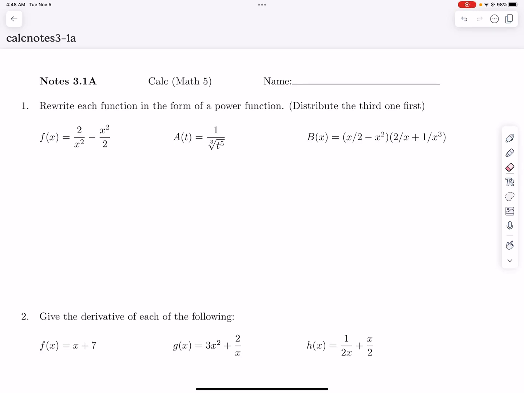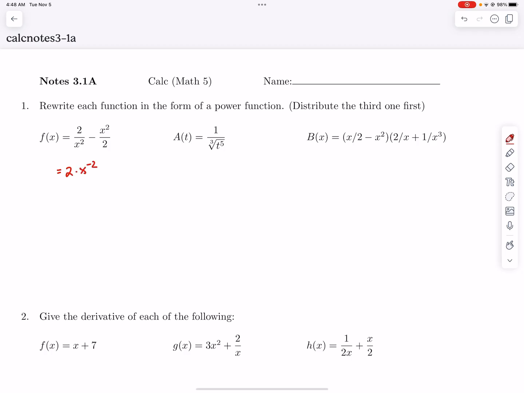Welcome to Chapter 3. We're going to be practicing doing derivatives the easy way. So first off, we need to make sure that we rewrite things properly. You can't take the derivative of x squared in the denominator. We're going to have to rewrite the functions, learn to rewrite the functions.